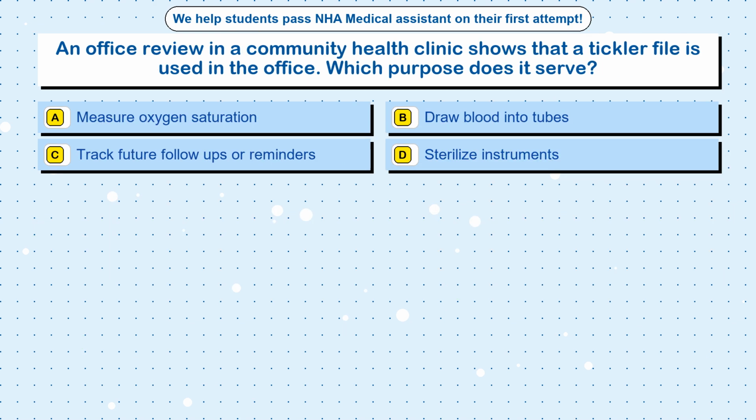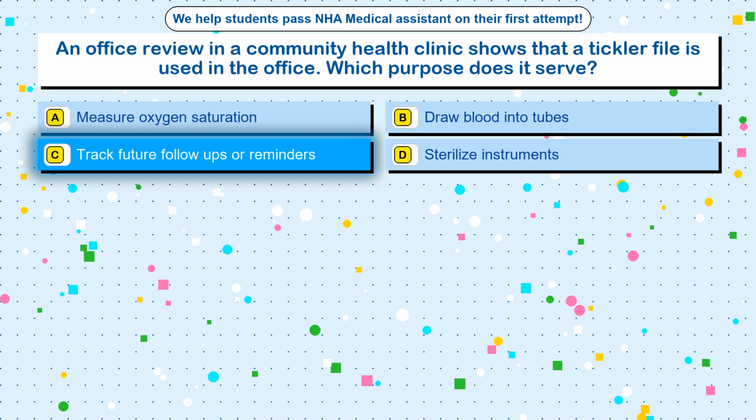Question 25. An office review in a community health clinic shows that a tickler file is used in the office. Which purpose does it serve? Option A. Measure oxygen saturation. Option B. Draw blood into tubes. Option C. Track future follow-ups or reminders. Option D. Sterilize instruments. The correct answer is option C.